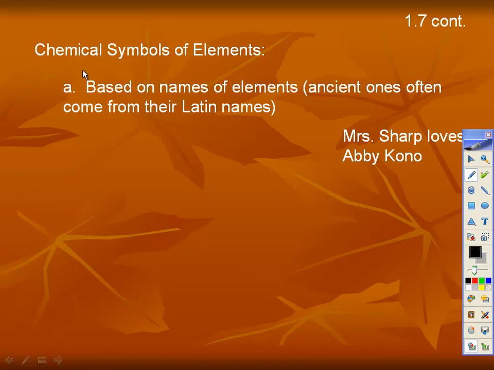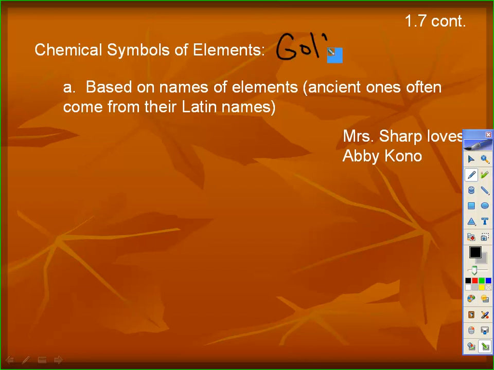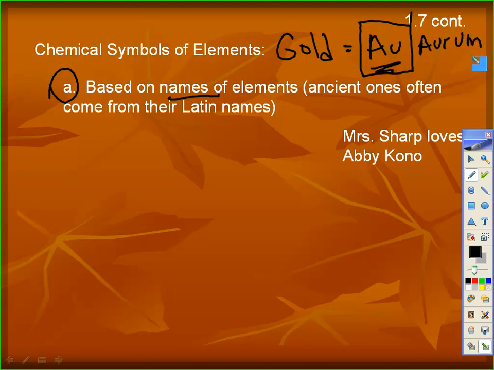All right. Chemical symbols of elements. Let's talk about those. So a chemical symbol would be something like gold. Gold's chemical symbol is Au. That's called its symbol. And those symbols are always based on the names, and the ancient ones come from their Latin names. So gold is an ancient element. The reason that it's so funky, Au, is because it's based on aurum, which is Latin for gold.